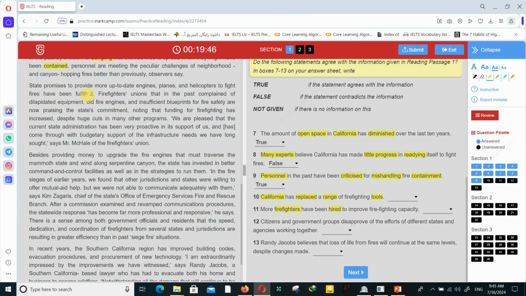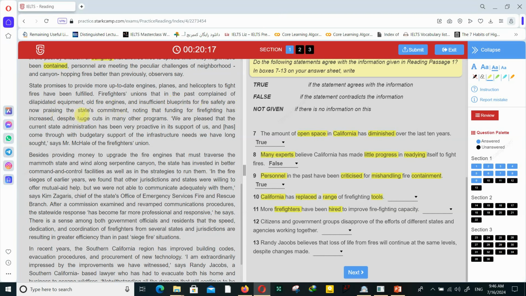The state's promises to provide more up-to-date engines, planes, and helicopters to fight fires have been fulfilled. Firefighters' unions that in the past complained of dilapidated equipment, old fire engines, and insufficient blueprints for safety are now praising the state's commitment, noting that funding for firefighting has increased despite huge cuts in many other programs.